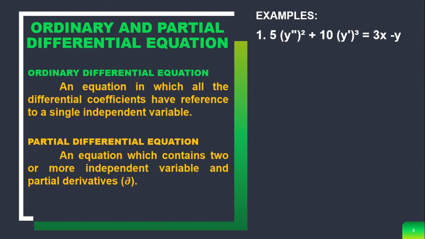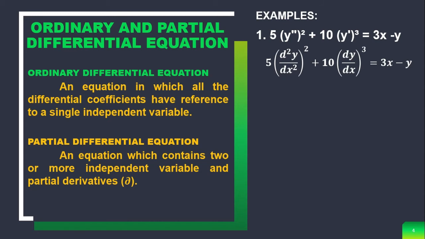5y prime squared plus 10 times y prime raised to 3 is equal to 3x minus y. So since we cannot easily identify the dependent and independent variable here, we will apply our knowledge about rewriting a certain differential equation into Leibniz notation. Here it goes. 5 times the second derivative of y with respect to x squared plus 10 times the derivative of y with respect to x raised to 3 is equal to 3x minus y.